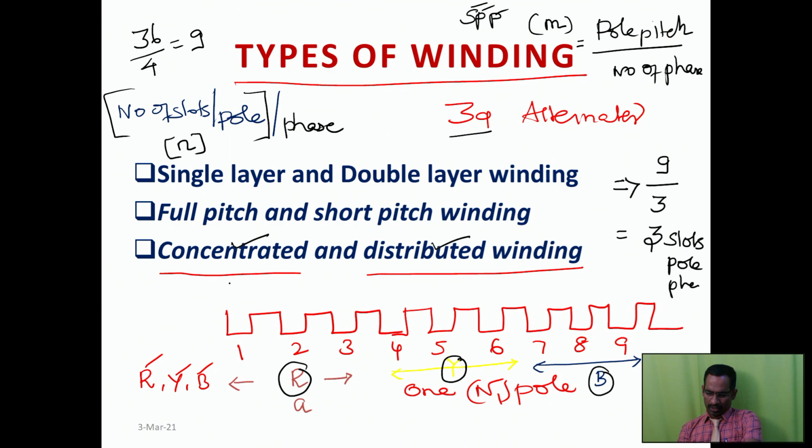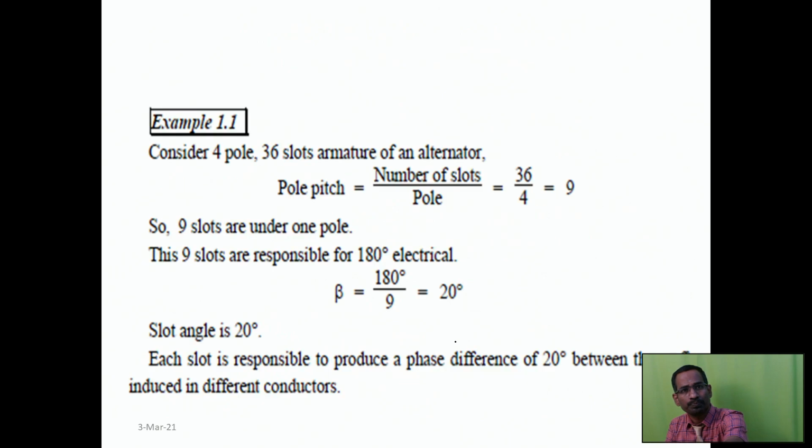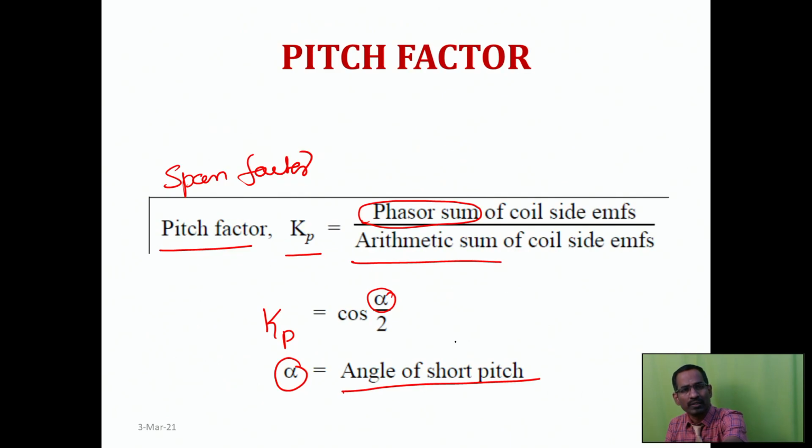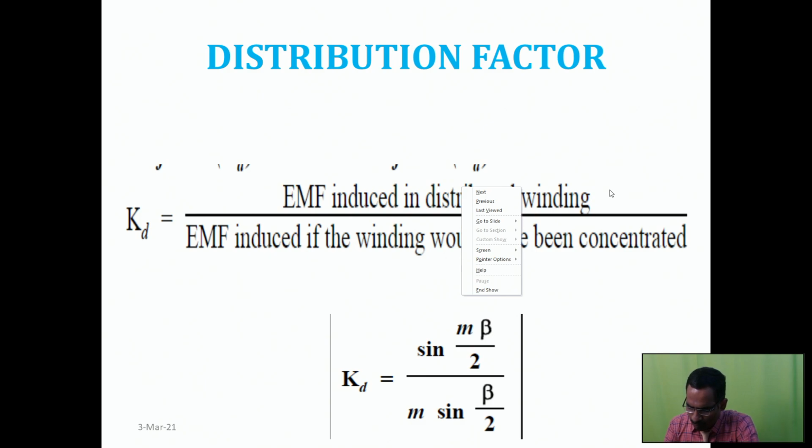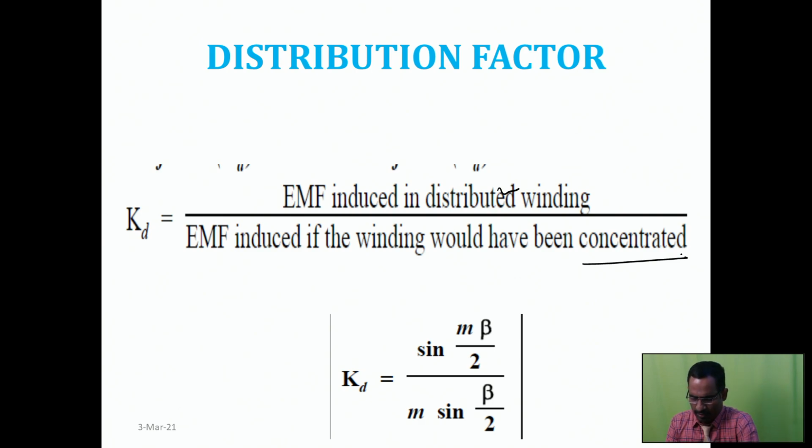So if I am comparing the distributed winding to the concentrated winding, it is related with one factor called the distribution factor. It is the EMF induced in the distributed winding to the EMF induced if the winding were a concentrated one. I already told you that this m is slots per pole per phase. This beta is the slot angle.